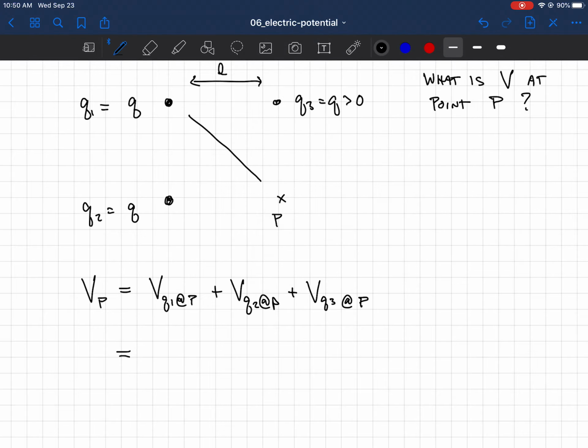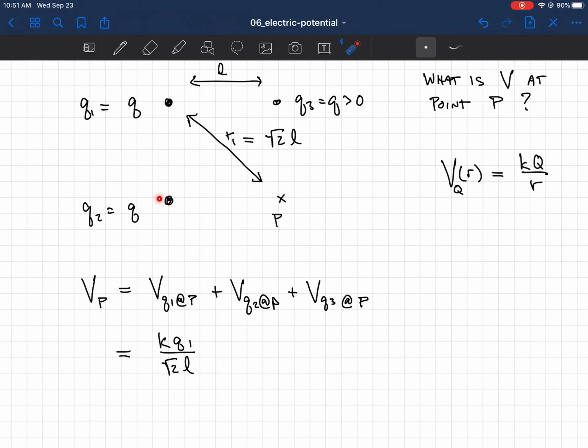So for the first case, we have a distance to the point, R1, which is going to be equal to, well, R1 squared is L squared plus L squared. So this will be the square root of 2 times L. So we have for our equation, K Q1 over square root of 2 L. Remember, the equation for V at a distance R from the source is KQ over R. So that's the V for a single point charge. So we've applied that to our first charge. Now we move on to our second charge. So that is going to be KQ2 over R2, which is just L.